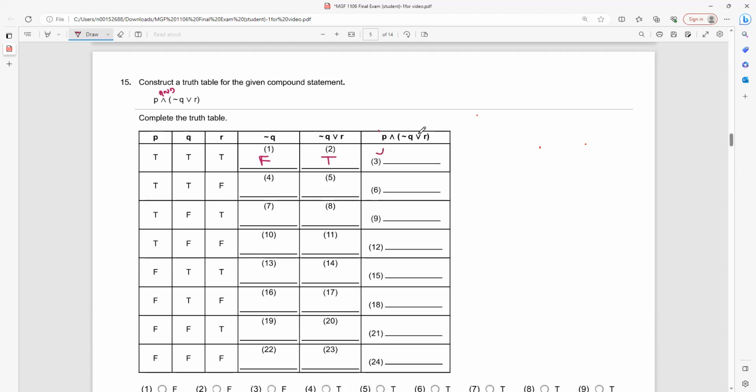Is not Q or R true? Yes. So since both of these are true, we would say true in the last column. And now we'll complete the rest of the truth table.